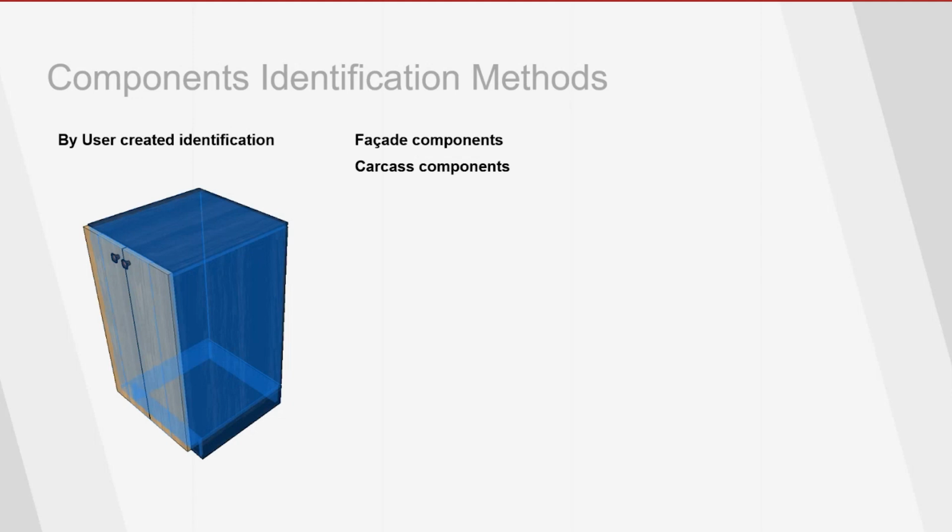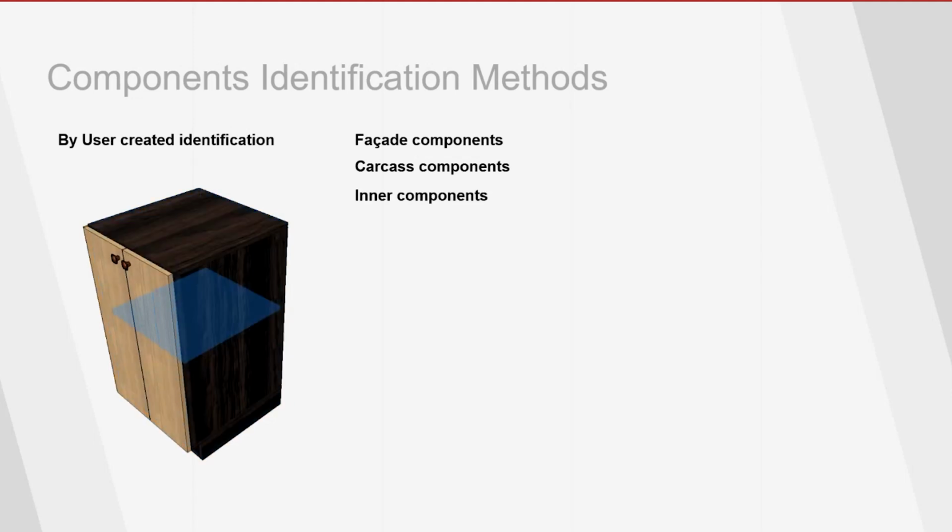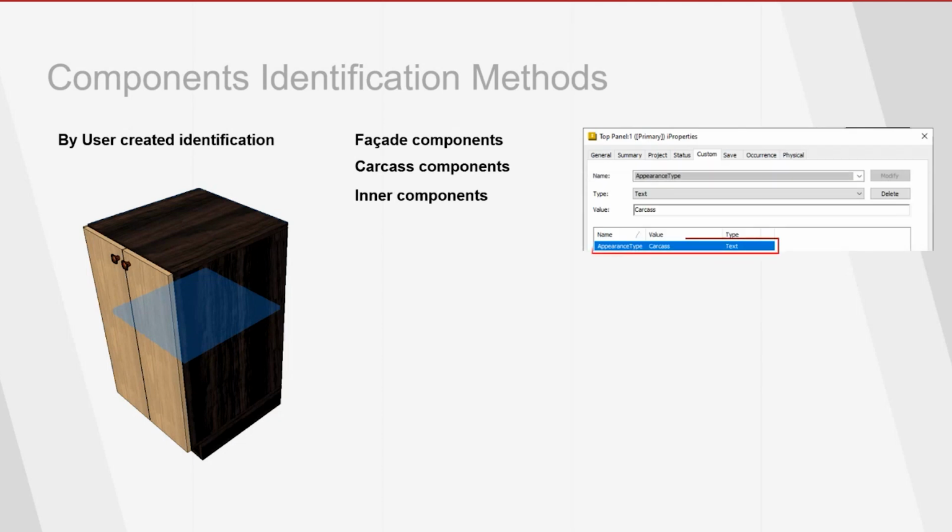There may still be one more group, for example, a group like internal parts. In this example it doesn't exist, but you can establish part groups in the way you wish. The easiest way to group parts is to create a custom property and assign values to this custom property, facade or carcass.